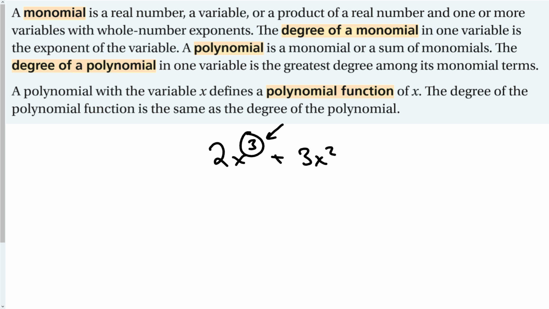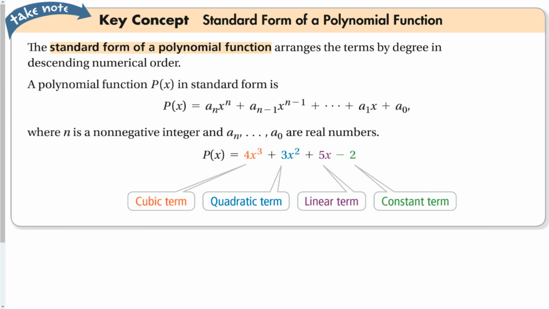And a polynomial with a variable of x defines a polynomial function of x. If it's a polynomial with a variable y, it's a polynomial function of y. And the degree of the function is the same as the degree of the polynomial. Okay, so when we have the standard form of a polynomial function, it looks like this. And you're going to see that equation a lot in this chapter. Okay, it's not something to get intimidated by.